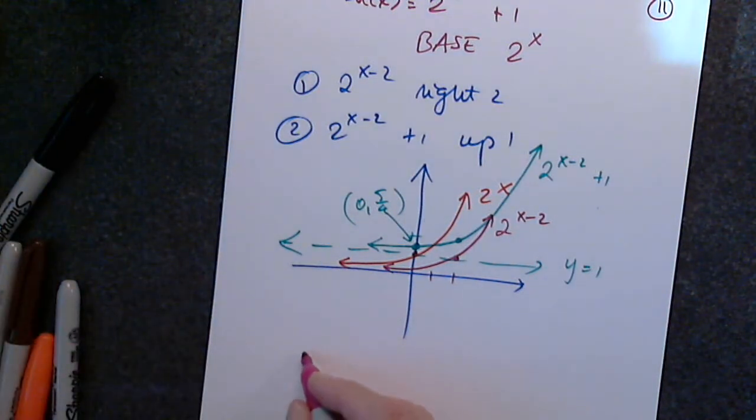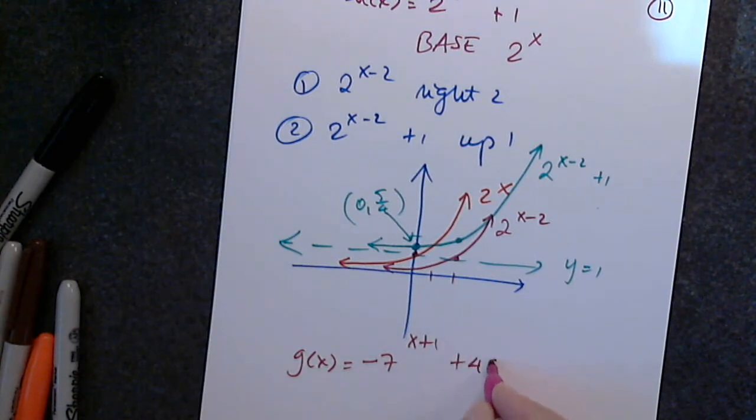So we have g of x, which is negative 7 raised to x plus 1, plus 49.